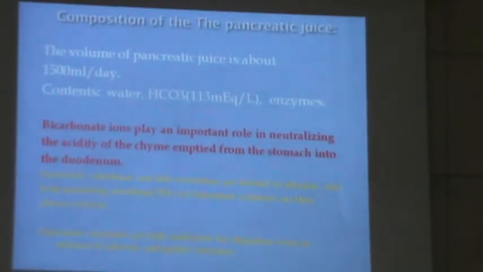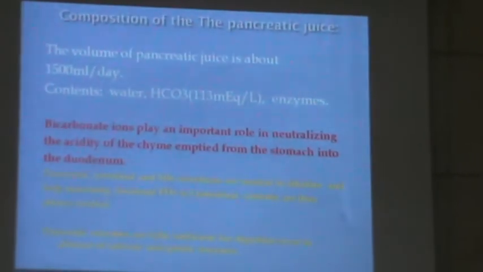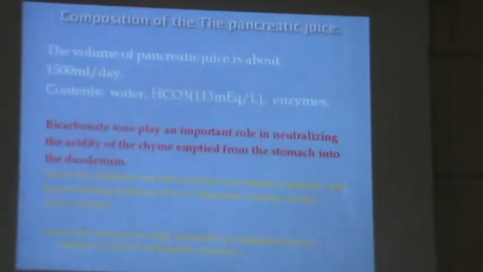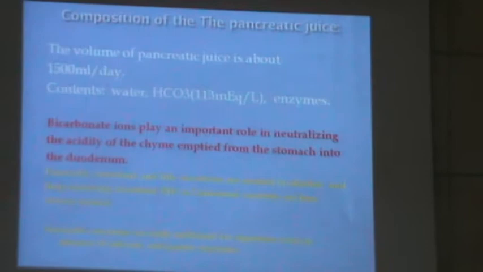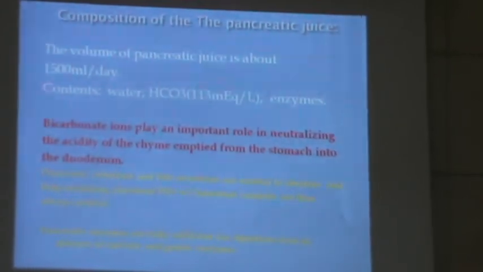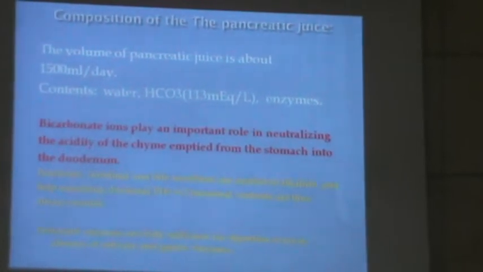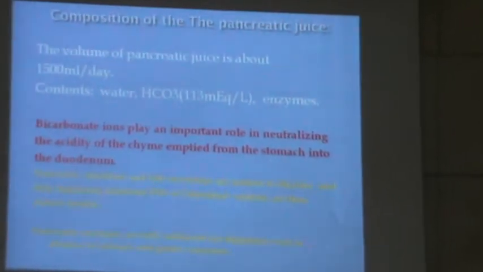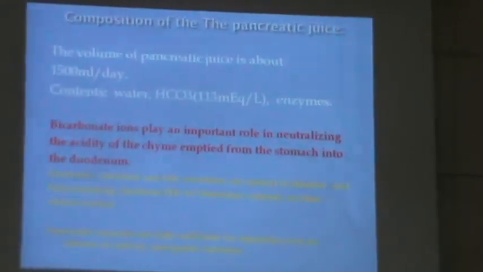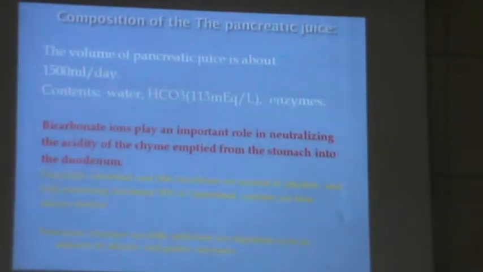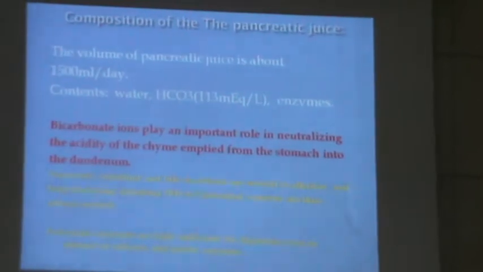The main constituents of the pancreatic juice are water, bicarbonate, and of course the enzymes. The bicarbonate content is specifically very high, around 115 milliequivalent per liter, compared of course to the plasma concentration of bicarbonate.